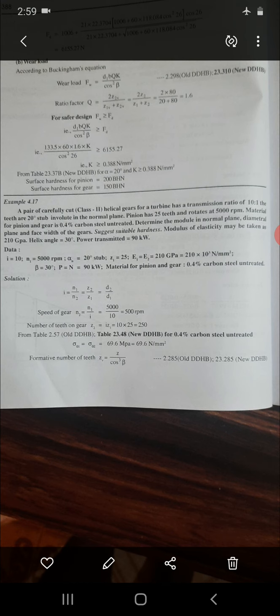Determine the module, number of teeth, pitch diameter, and face width of the gears. Suggest suitable hardness and module service strength. Take a student GP, helical angle 30 degrees, power transmitted 900 kilowatt.